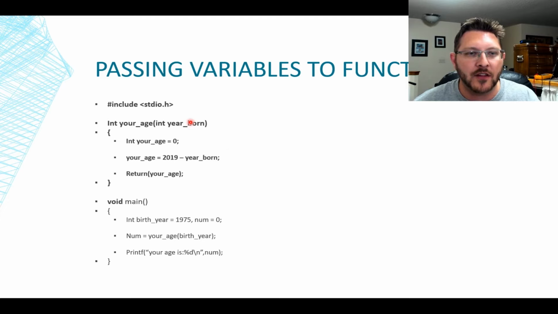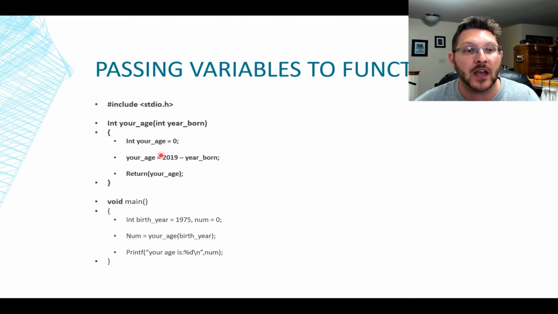So if you wanted another variable, maybe you wanted the month, you put a comma after this year born, a space, and then declare another variable like int your_month or something like that. You can do as many variables as you want in here. Okay. So right now it's just taking a single variable. Year born is going to be the name of that variable.